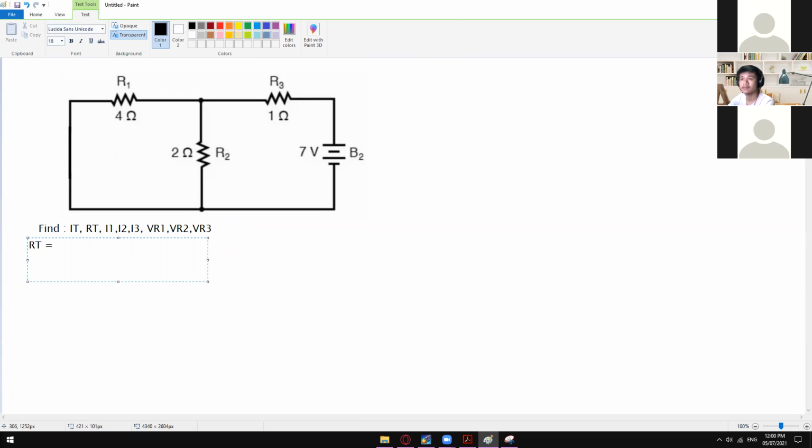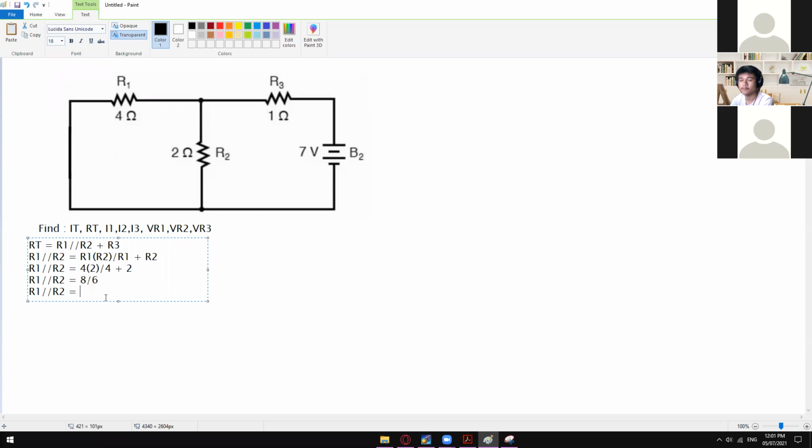To do that, we have to simplify this one wherein R1 is in parallel with R2, and after solving this one, it is in series with R3. So we have to find the value of R1 parallel to R2 first. This one is R1 times R2 divided by R1 plus R2. R1 is equal to 4 ohms, and R2 is 2 ohms. So 4 times 2 is 8, divided by 4 plus 2 is 6. So R1 parallel to R2 is 8 divided by 6, which is equal to 1.33.